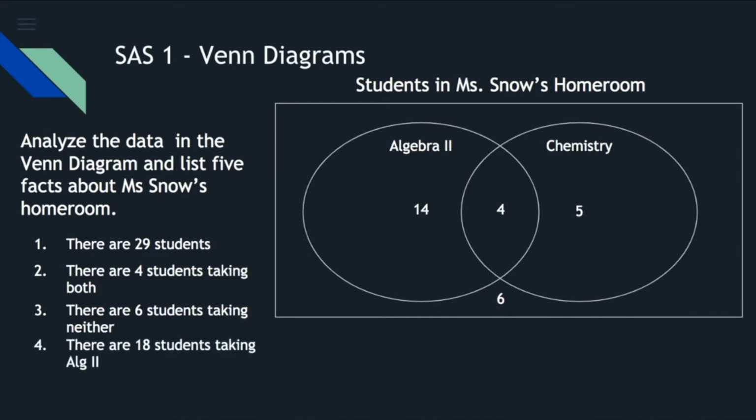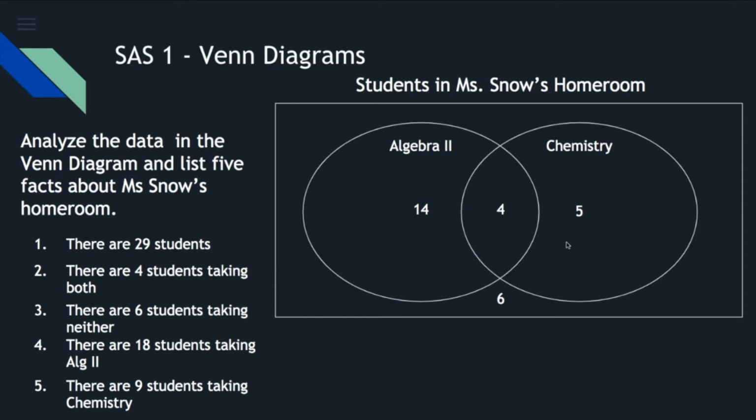18 students are taking Algebra 2. We're saying that out of the 29 students in Miss Snow's classroom, how many are taking Algebra 2? That includes all the students inside the Algebra 2 circle, even the ones taking both Algebra 2 and chemistry, because it's just saying how many students are taking Algebra 2. Those 4 students are taking it also. So 14 and 4 is 18. The answer is 18. And last but not least, there are 9 students taking chemistry under the same pretenses. All students inside this circle, whether they're taking both or just chemistry, add them together and you get 9.